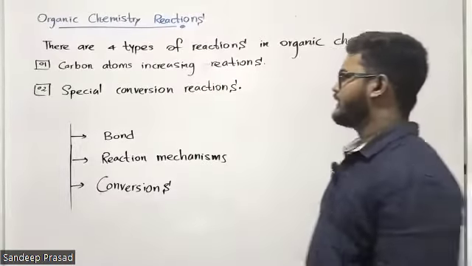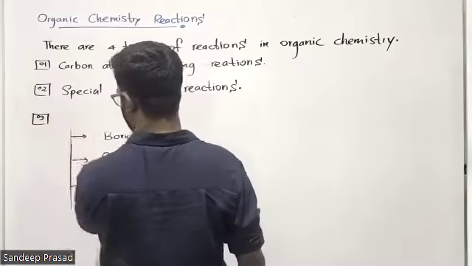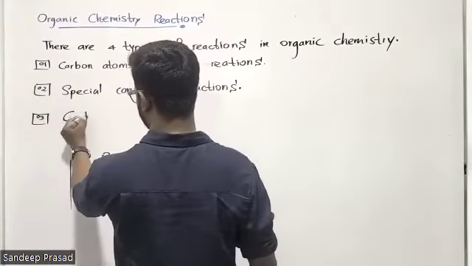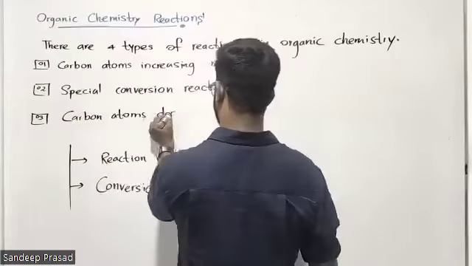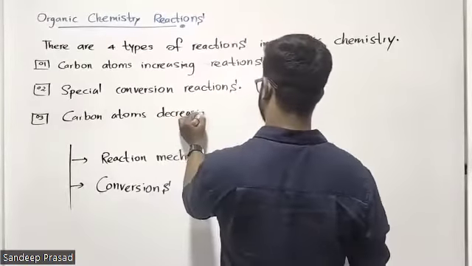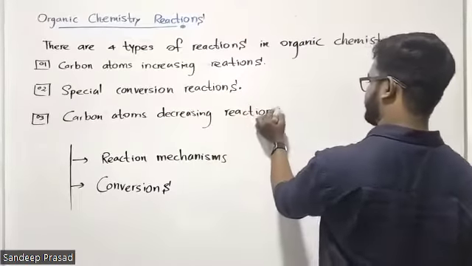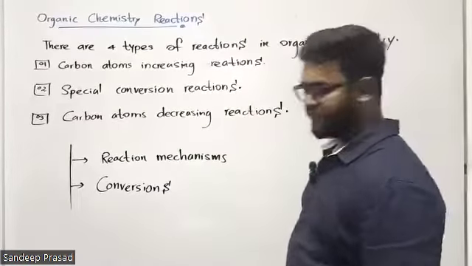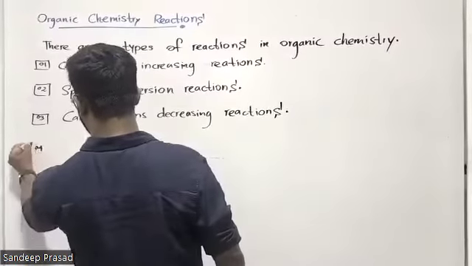Okay. And the third type that we are going to discuss is carbon atoms decreasing reactions. Remember, students, carbon atoms decrease in reactions also, right? Decrease in reactions. And the fourth type is reactions related to the identification test.